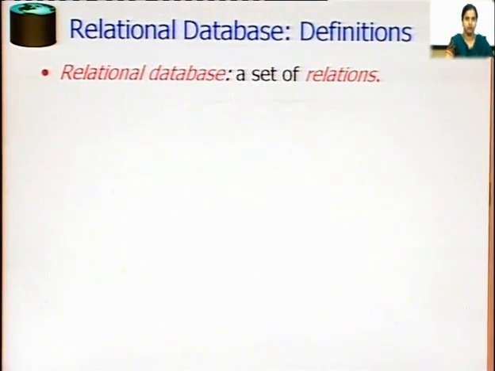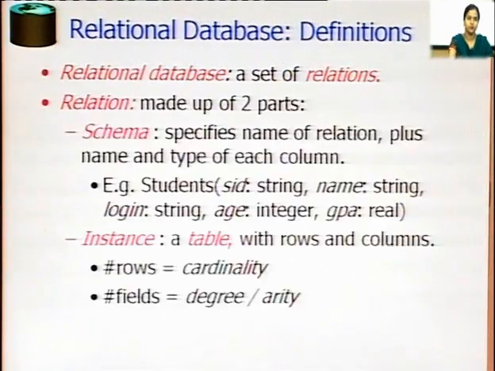Now in revision terms, a relational database is a set of relations, and a relation is made up of two parts. The one is schema. Schema is what? Description of the relation. Schema specifies the name of a relation plus the name and the type of each column. Like here you see student is a relation. SID, student ID, is of string type, that is character type. Name, character type. Login, character type. Age, character type. Then GPA, that is real type.